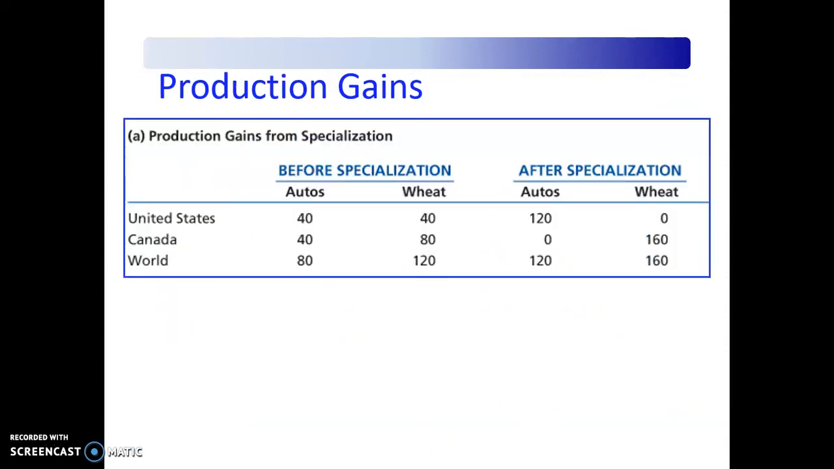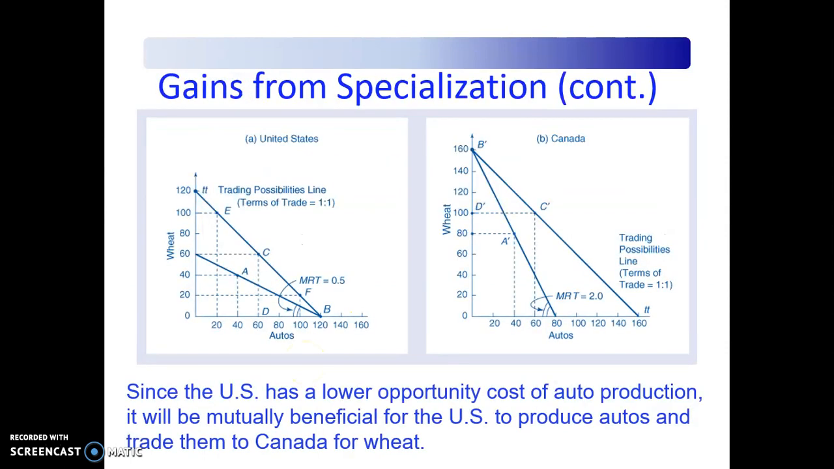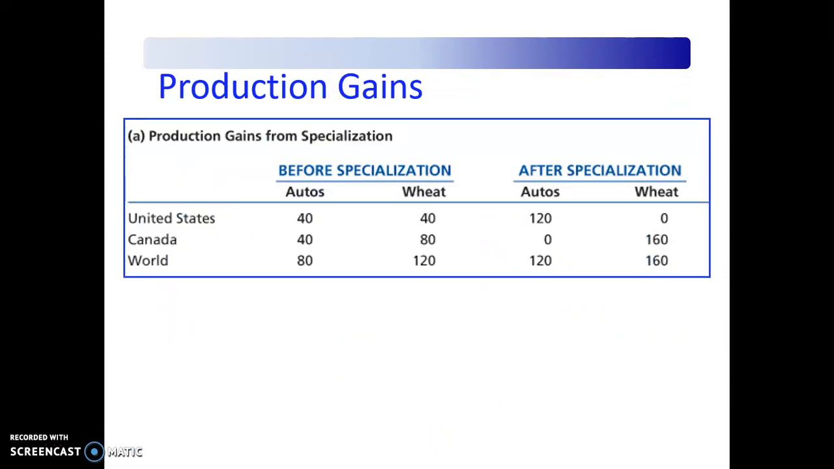So, as you can see, if we both stick to ourselves, the total world output will be 80 autos and 120 wheat. You can see that on the line right here, because they will both be producing 40 units of autos, and they'll be producing 80 and 40 units of wheat, so 120.